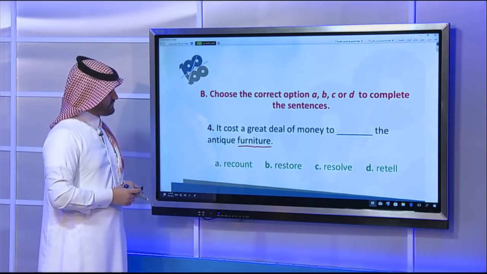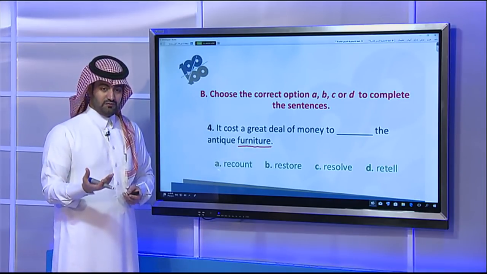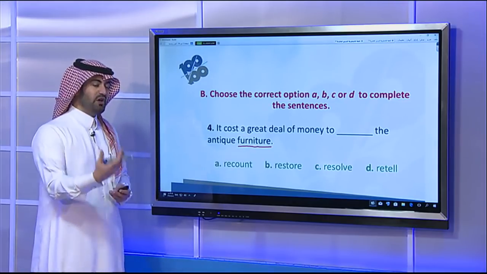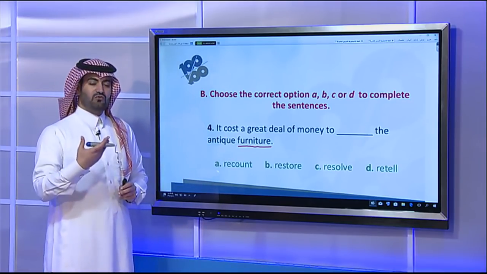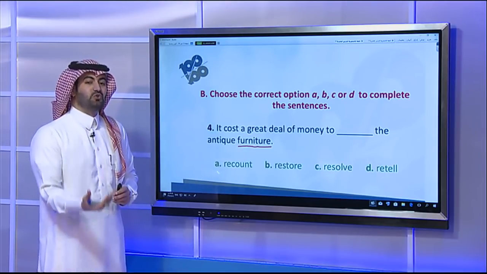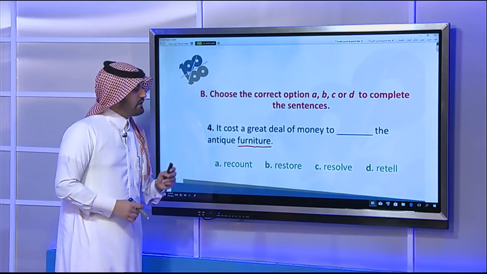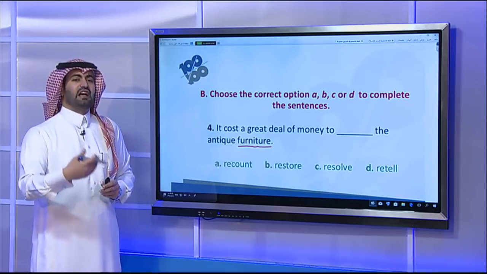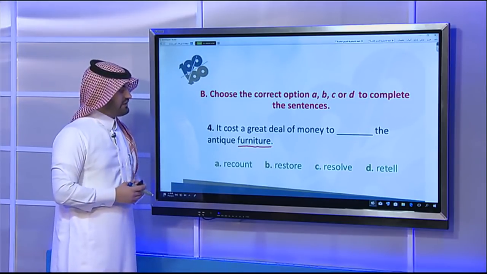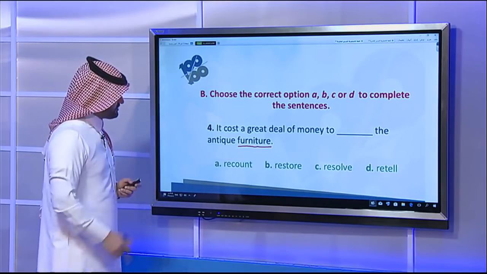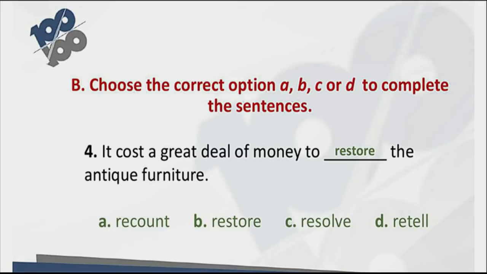How about option B? Restore. Restore means to repair. When something is damaged or broken, you can repair it, okay? And this one is related, but let's wait and see. Resolve. When you resolve a problem or solve a problem, you find a solution, okay? This one is not related. D, retell. Retell, to say again, to tell a story again, okay? So what do you think, dear students, is the best option from A, B, C, or D related to this sentence? As you know, it is restore. Restore means to repair. He paid a lot of money to repair لإصلاح his antique furniture, لإصلاح الأثاث.